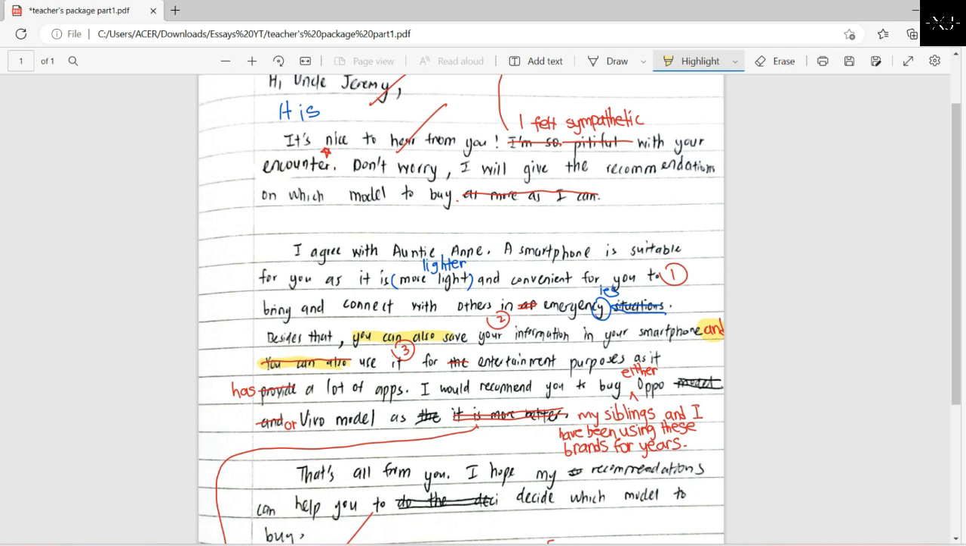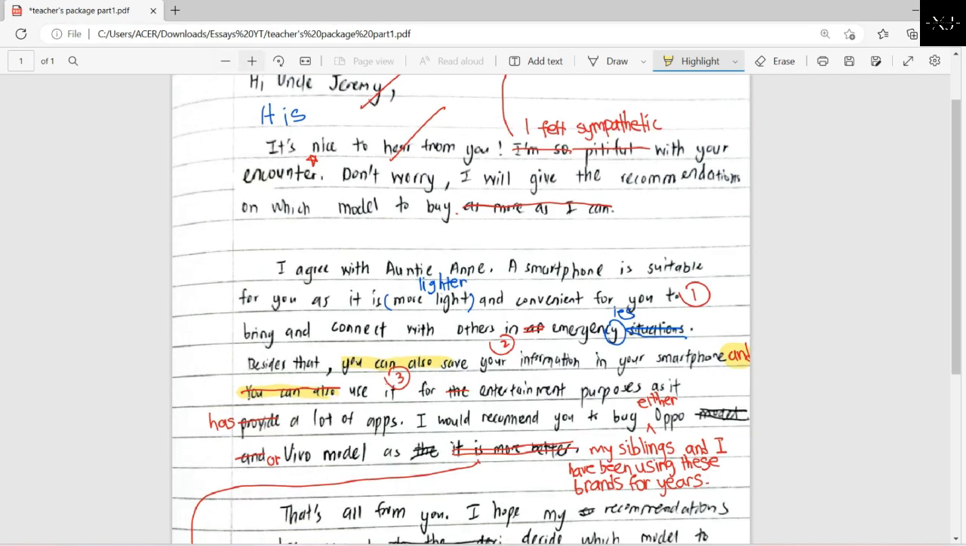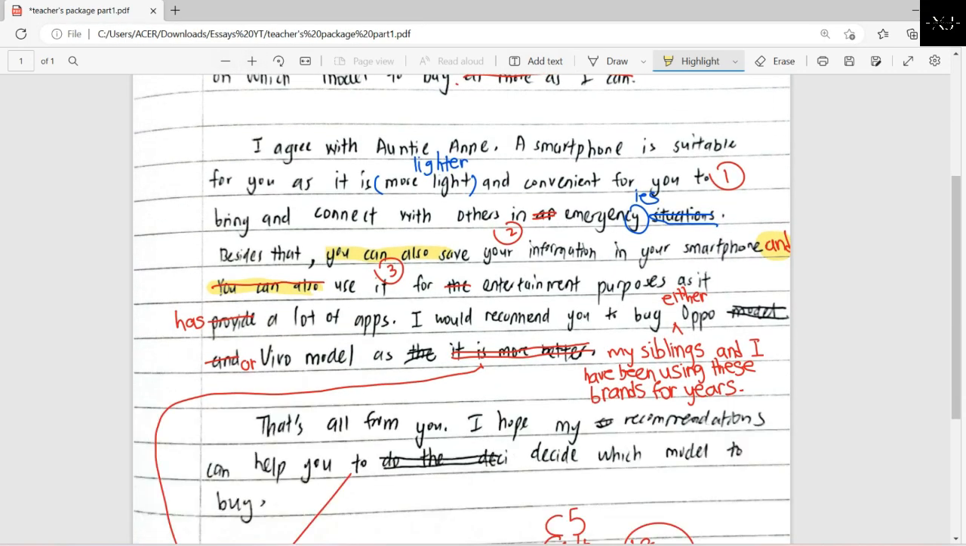Again, why I cross out the? Previously, I mentioned that whenever we see the word the, it means something specific. Here entertainment can be music, it can be dancing. It's not specific, and our interest towards entertainment changes all the time. So we just cross out the. Okay, as it provide a lot of apps, so no need, because our phones don't provide us the apps. It's the Play Store that provides the apps, and we have to download it. So we just say that the phone contains a lot of apps, or it has a lot of apps.